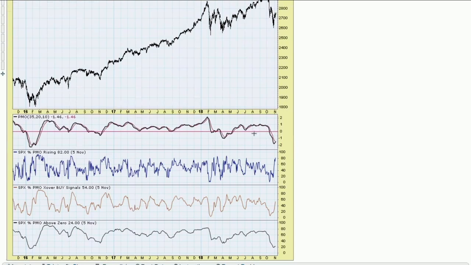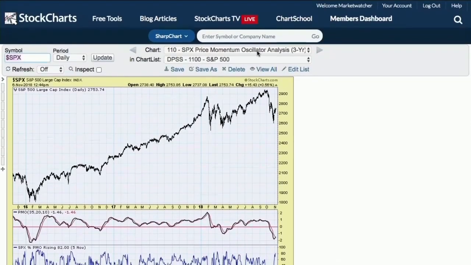So in the case of right here, the S&P 500 itself, it is not above the zero line. It's currently trying to give us a buy signal here, and it is rising. So right now it would fit within this category of rising and crossover buy signals, but it wouldn't fit here because the PMO obviously is well below the zero line. So when you have a very strong market and a lot of momentum, and you're looking for the condition of the market, that's where you'd want to go.